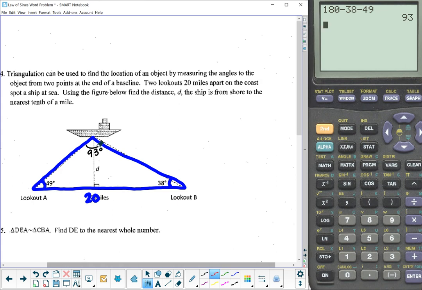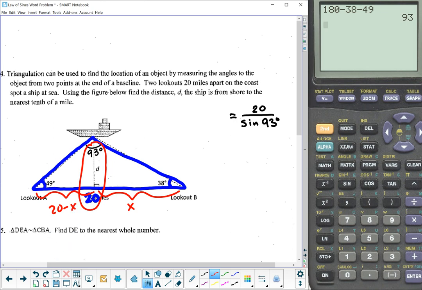And when I have that, I can now utilize the law of sine because I have an angle and its opposite side. So I'm going to start off with 20 over sine of 93 degrees. That's going to be equal to, and I can utilize either the 38 or the 49. If I don't want to do that, I will have to look at each individual side here. And this would be, we could call this x, and then this side right here, we can call this 20 minus x. And together they'll make 20. But that's if we didn't know anything else about it.